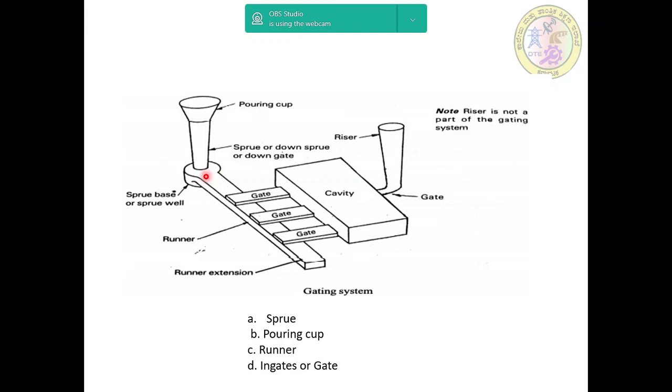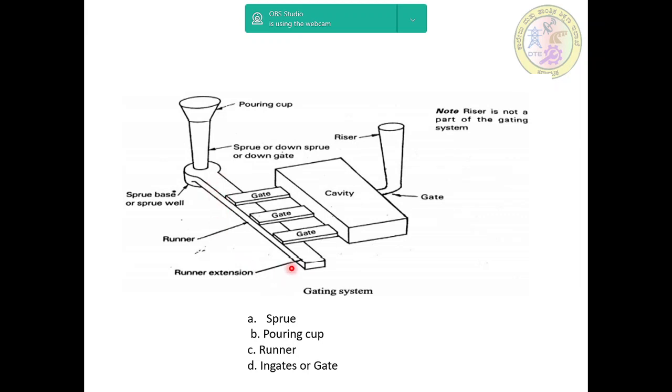Next is the runner. The entire portion is the runner. Here the runner is a horizontal passageway through which the molten metal flows into the gates. The cross section of the runner may be square or trapezoid, and its length is very large compared to its width. See here, its length is more compared to its width.